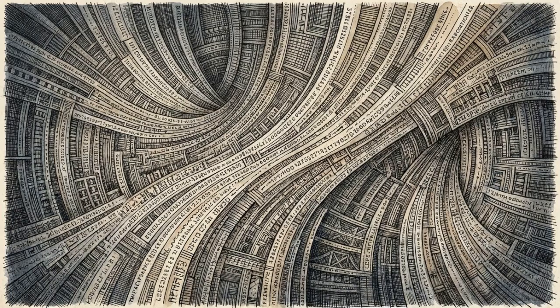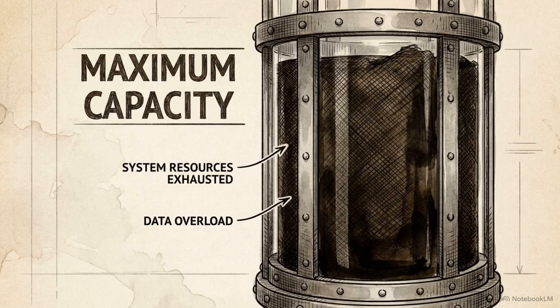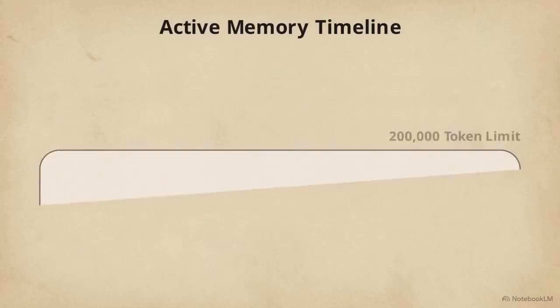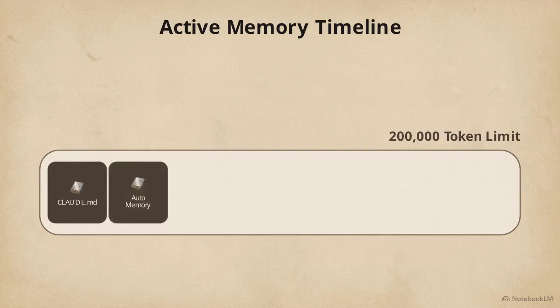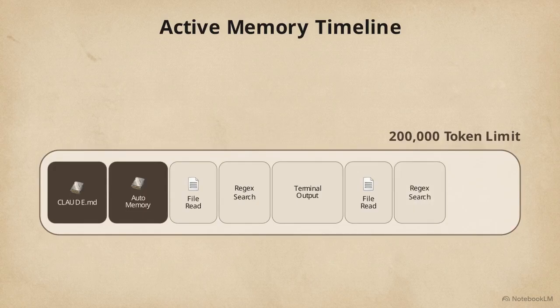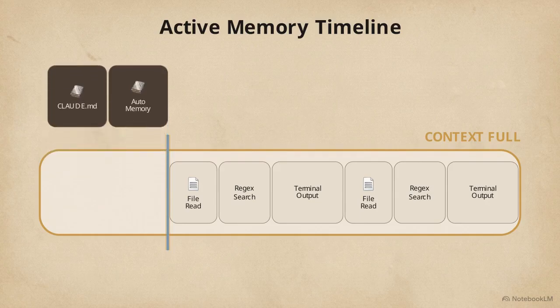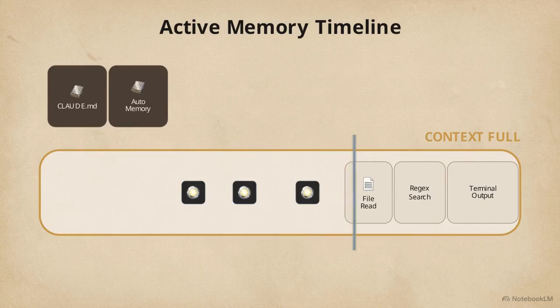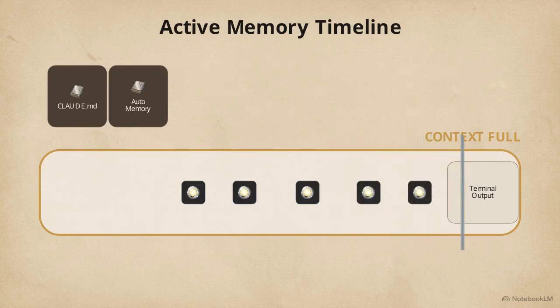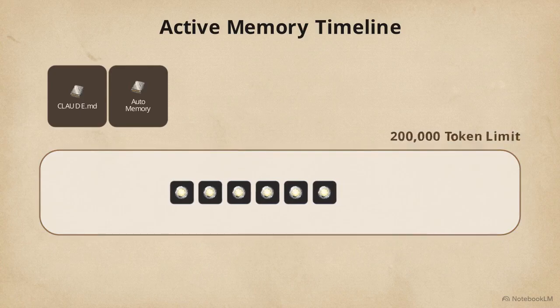Once the session begins and the agent starts iterating, the 200,000 token limit depletes as the conversation history grows. Every action the agent takes, reading source files, running regex searches, and dumping terminal outputs, adds raw text volume to the session's active memory timeline. If this timeline overflows, the agent suffers from instruction amnesia, losing track of early constraints. To defend against this, auto-compaction is triggered. When the timeline hits the ceiling, a compression sweep crushes historical outputs into a condensed summary. The raw conversation history is summarized into a condensed format, freeing up space.